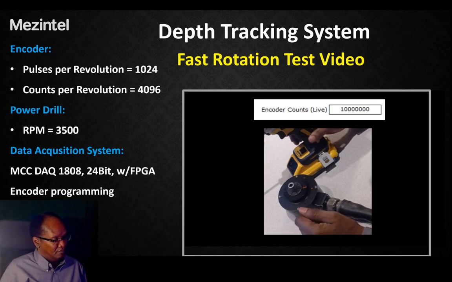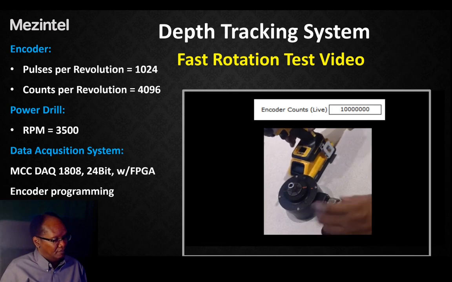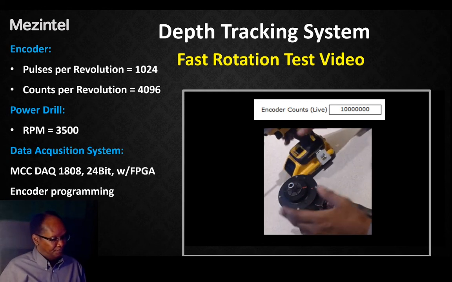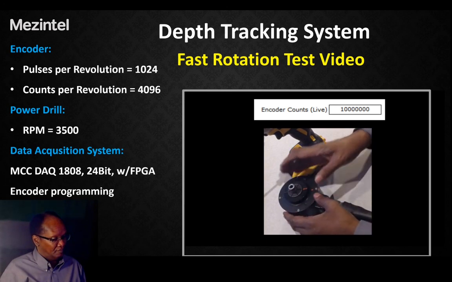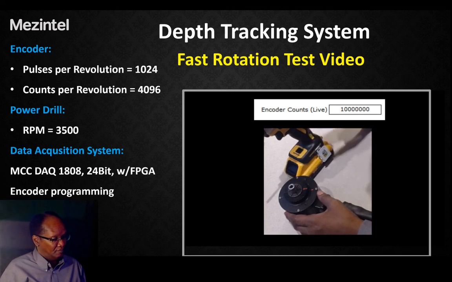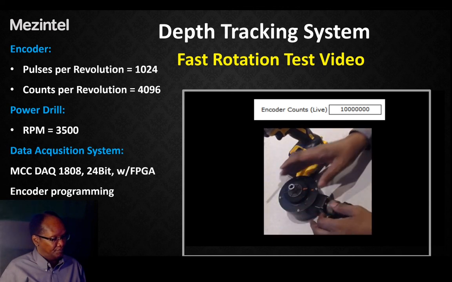Normally during the drilling process, the rotation of the drawworks is not that fast, as you know, because of the very slow drilling that happens. However, when the traveling block goes up to pick up a stand, that's when the rotations of the drawworks drum are pretty fast, but not as fast as 3,500 revolutions per minute. So this gives us a good safety factor that the encoder and the data acquisition system, which in this case is the NCC DAC 1808, will perform well, reliably and repeatably when used in the field.